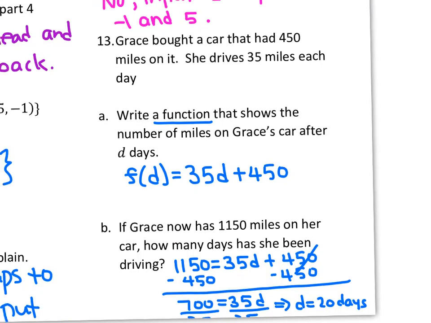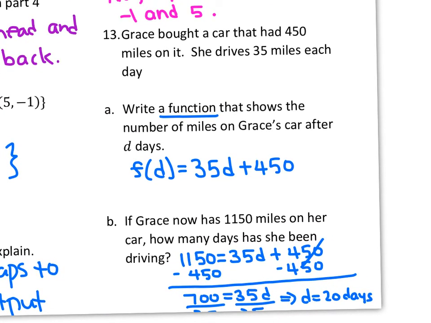Okay, Grace bought a car that had 450 miles on it. She drives 35 miles each day. So this is a y equals mx plus b problem, and they want it in function form. Because they said function, I need to say f of d, where d stands for the number of days. It says write a function that shows the number of miles on Grace's car after d days. So they want the x not to be x, but to be a d.